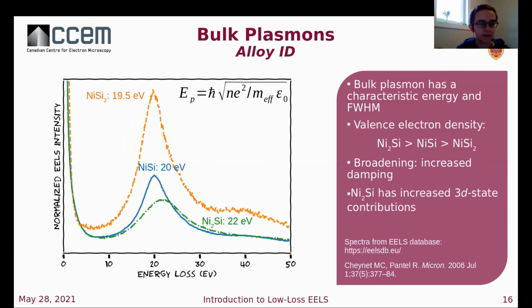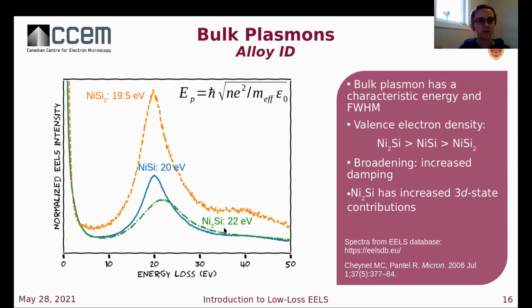However, if we're looking at an alloy, the bulk plasmon is sensitive to the density of valence electrons in the material. So if your material is an alloy and the valence electron density changes with the concentration of whatever you're alloying with, then the position and shape of the bulk plasmon peak can also change. So we're sensitive to the chemical composition here. For example, here we show nickel silicon alloys. As the valence electron density increases, the bulk plasmon shifts to higher energies.